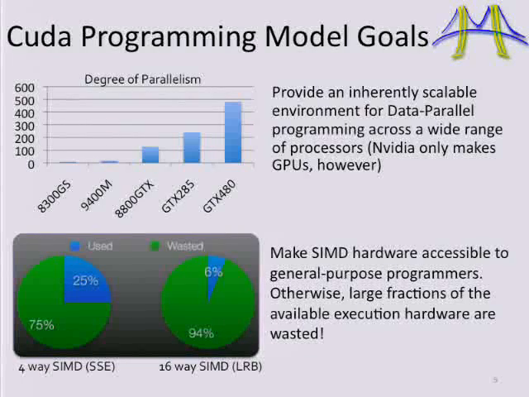So the way that GPUs pack so much hardware into a finite amount of space is SIMD, so single instruction, multiple data. Essentially the goal is to make SIMD hardware accessible to general purpose programmers. Otherwise, you waste most of the hardware that's on your chip. So if you have 16-way SIMD, which is essentially the width of the latest Nvidia processors and also the ill-fated Larrabee chip from Intel, 94% of the computation is tied up in this SIMD hardware.